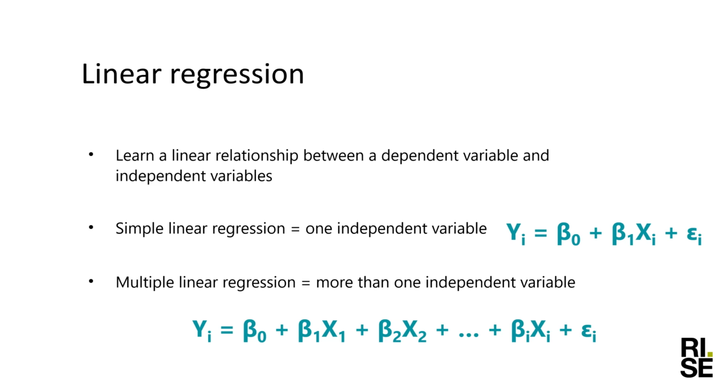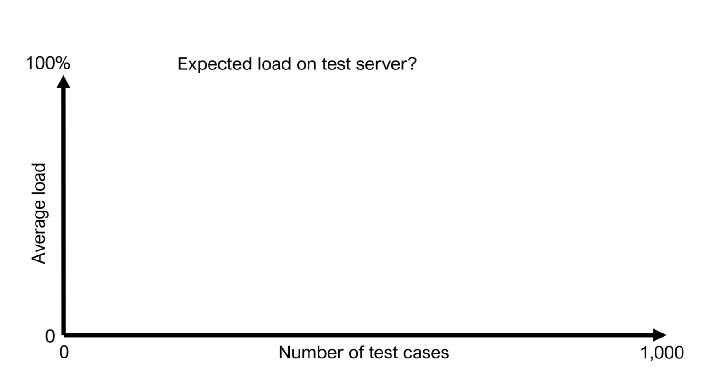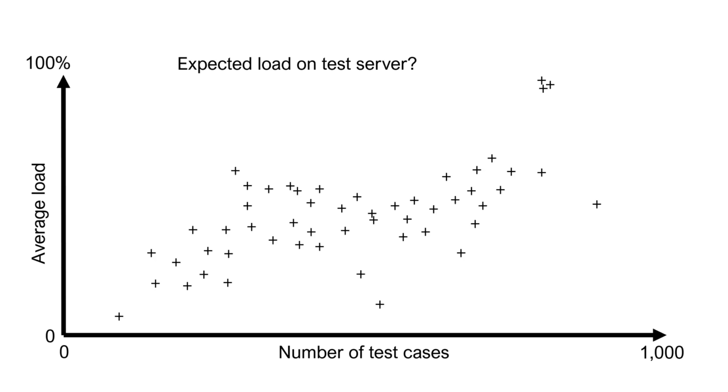It's best to explain what is happening by showing a concrete example. Suppose you want to predict the expected load on one of your test servers. On the x-axis here, I will show the number of test cases. On the y-axis, we will see the average load on the test server, and then let us assume we collect data that looks like this, and let each data point here perhaps reflect 1 day of testing activities on the test server.